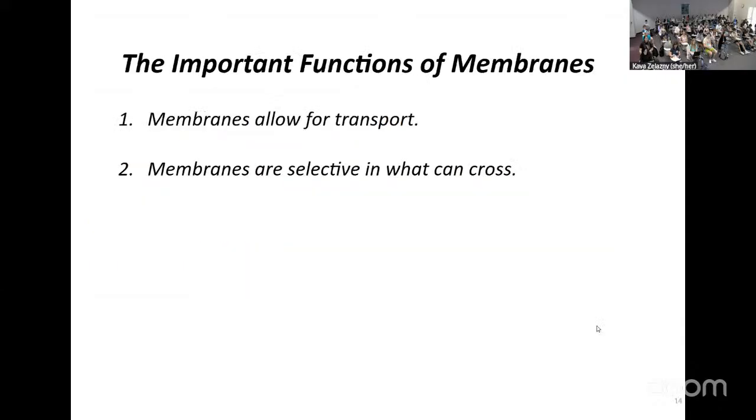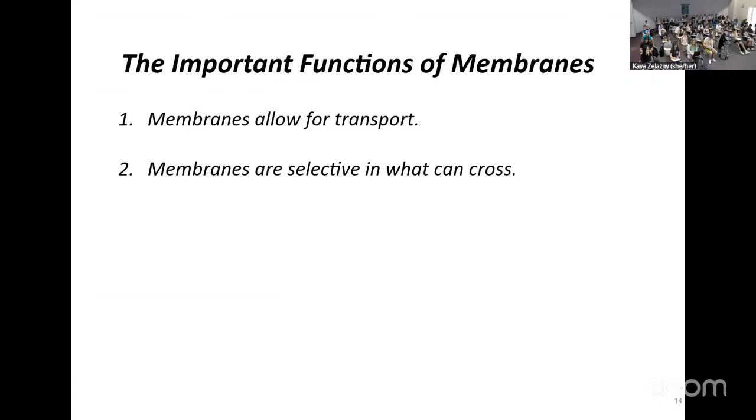Okay. So when we think about why we care about membranes, we're thinking about physiology, so we're thinking about what they do. So membranes are going to be important because they're going to let stuff cross, and they're going to stop stuff from crossing, right? So they're going to allow for transport. That's the piece where we move things in and out of the cell. And then they have this selective property. So they're selectively permeable, we're going to say, because we don't want everything to get into our cell. We want to control what comes into a cell.